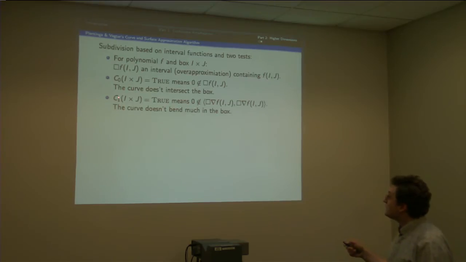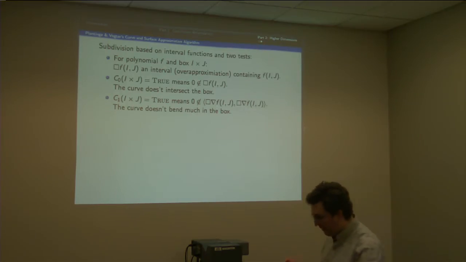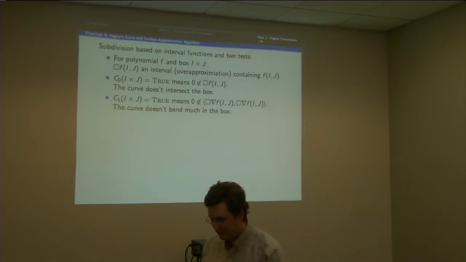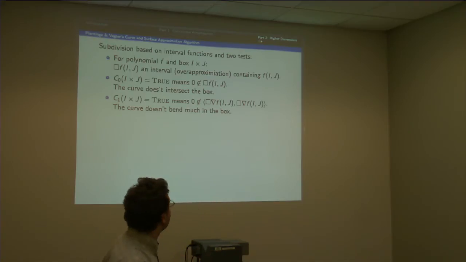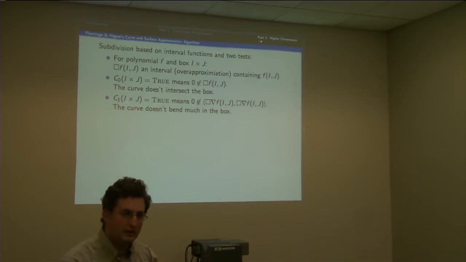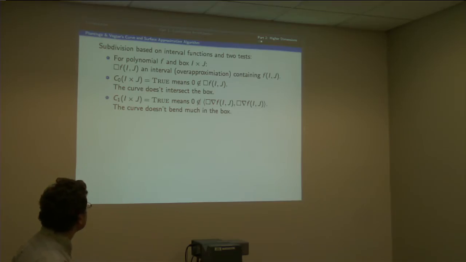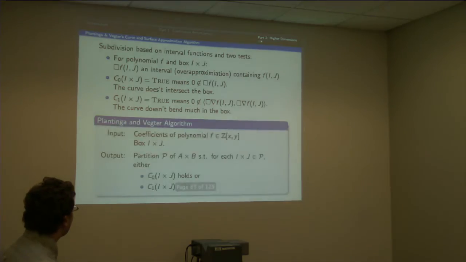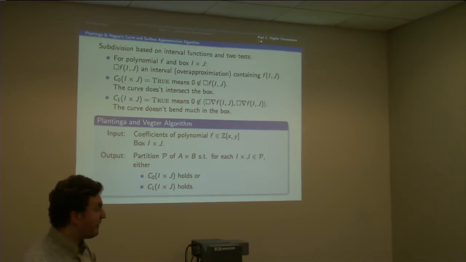If we have C1, that means that 0 is not in this. And what that says is you have the boxes of the gradients, 0 is not there. That means you've got no two points in the box whose gradients are perpendicular. In other words, the curve doesn't bend much. If it enters the box, it doesn't bend much. Okay. So their algorithm is as follows. You start with a box, and you subdivide it until on each piece you either have no curve, or the curve is fairly controlled.